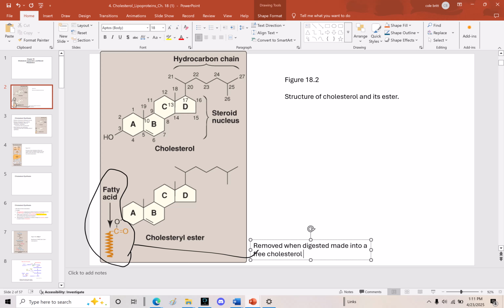And there's going to be a couple acyl transferases we're going to talk about. But they both just put a fatty acid on, and the only reason you put a fatty acid on is when you're ready to store it. If you want to use it, you have to take the fatty acid off.